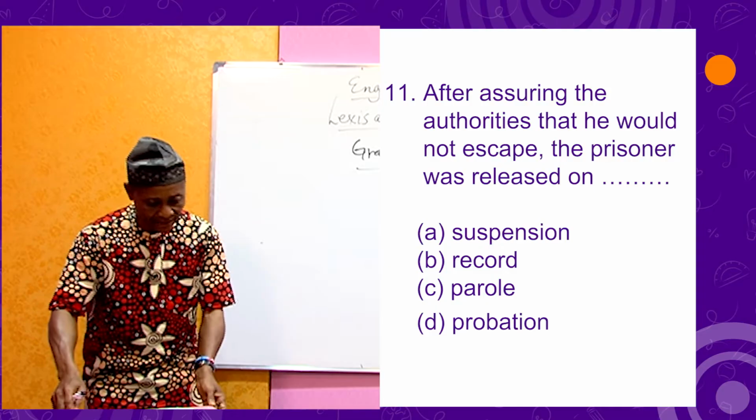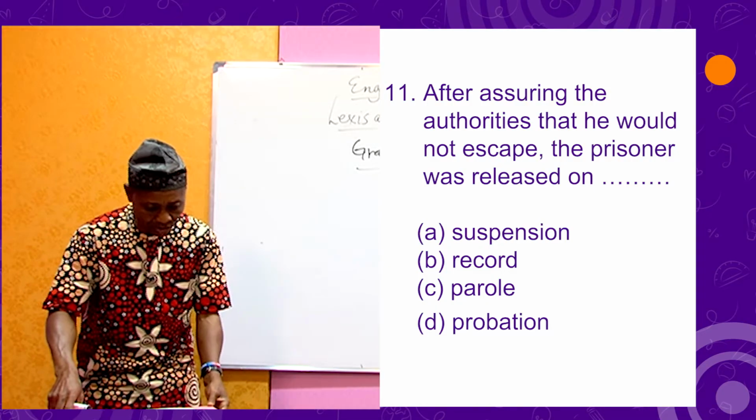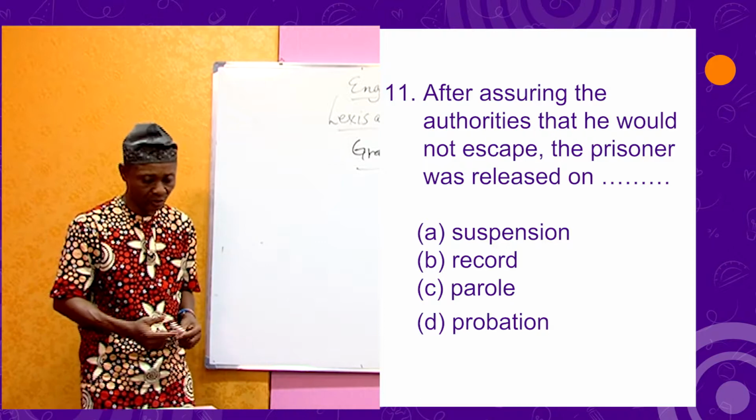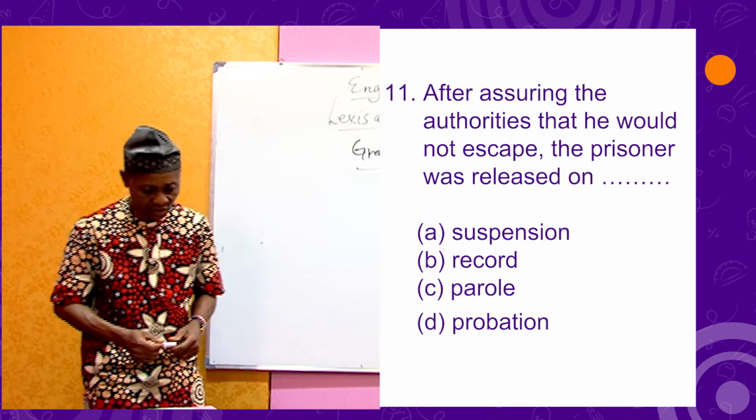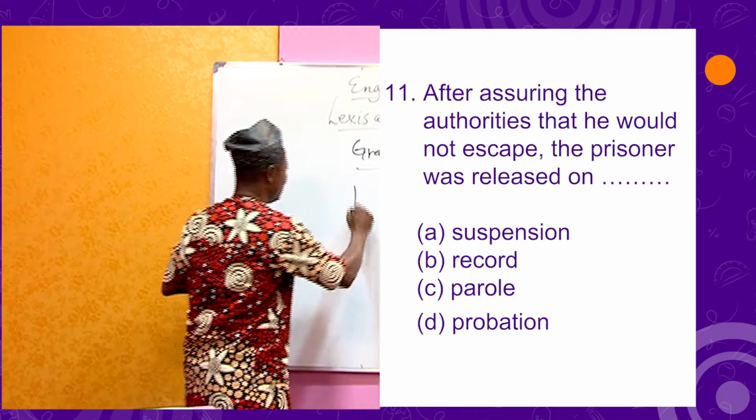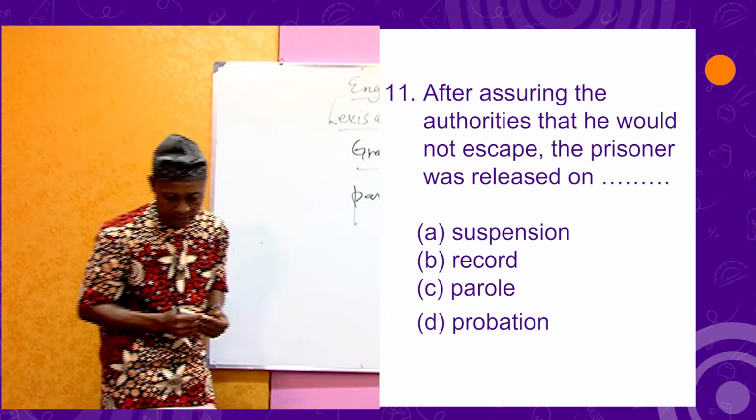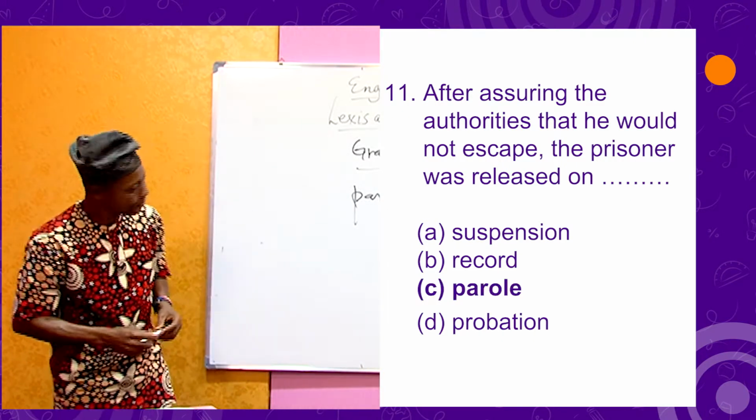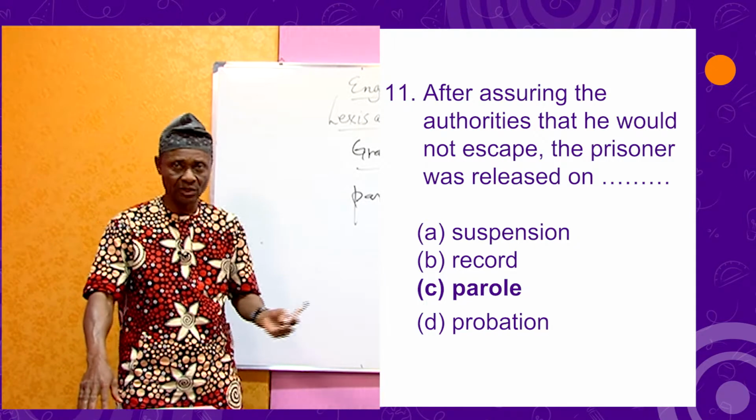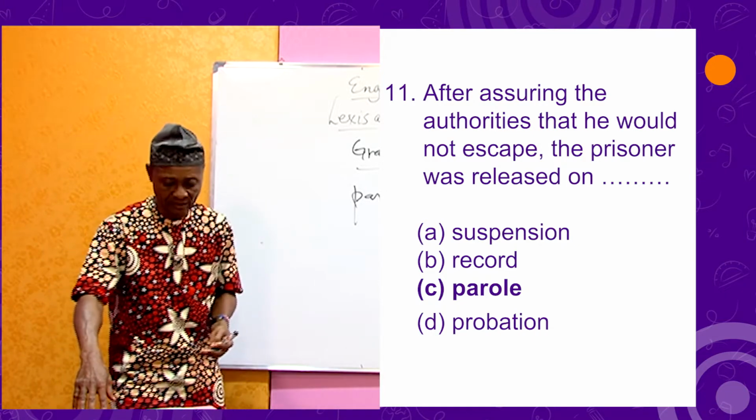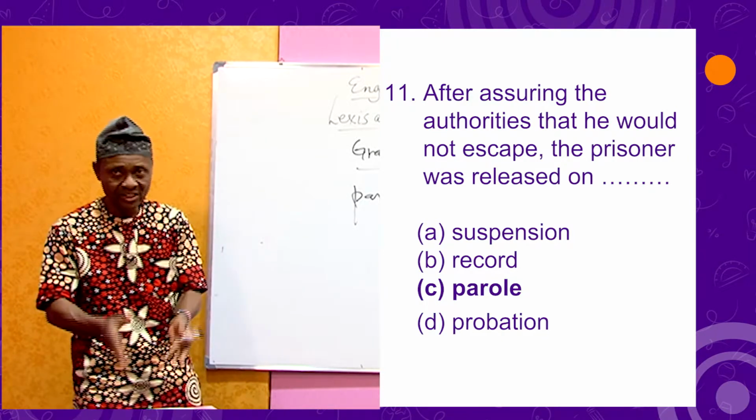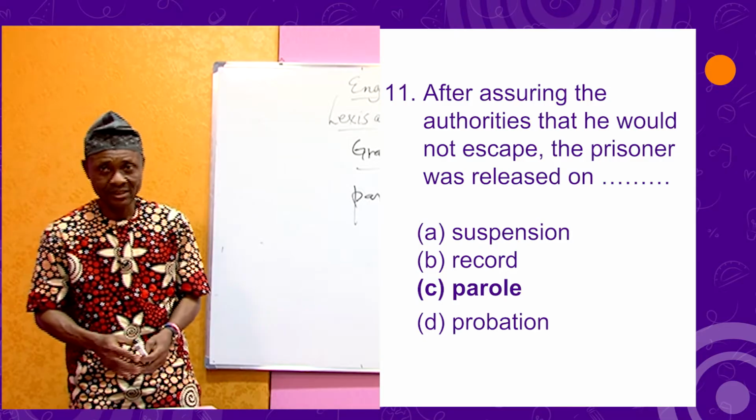Question number 11. After assuring the authority that he would not escape, the prisoner was released on dash. We have the following words as options. A. Suspension. B. Record. C. Parole. We have option D as probation. Parole in this sentence is actually a permission that is given to somebody to leave a prison after promising that they will be of good behavior. So, parole is the word that will fit into this very sentence correctly.